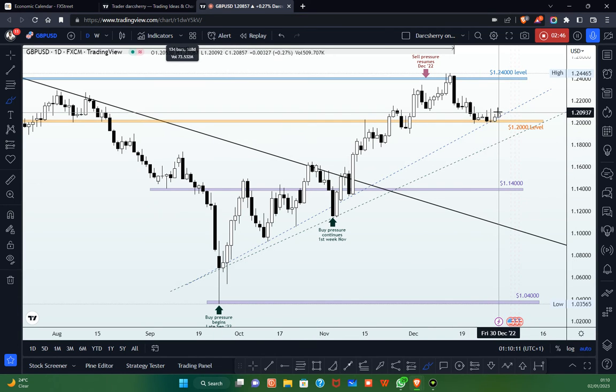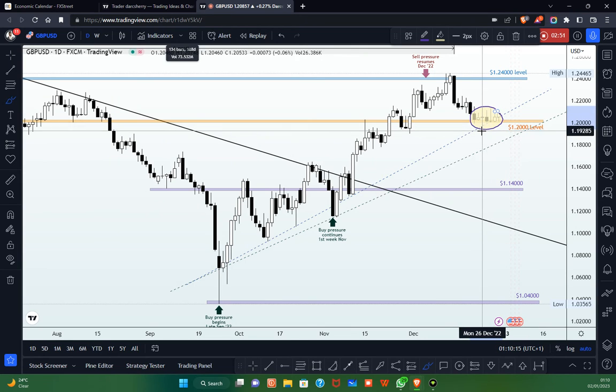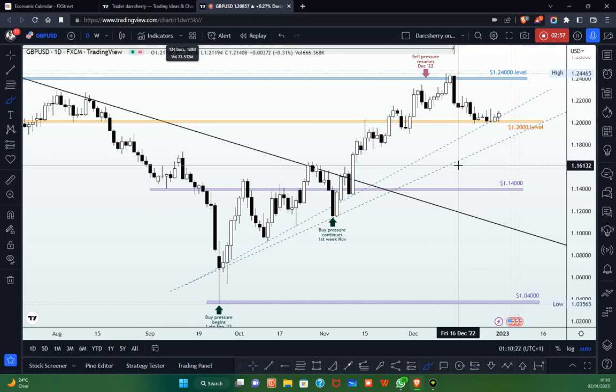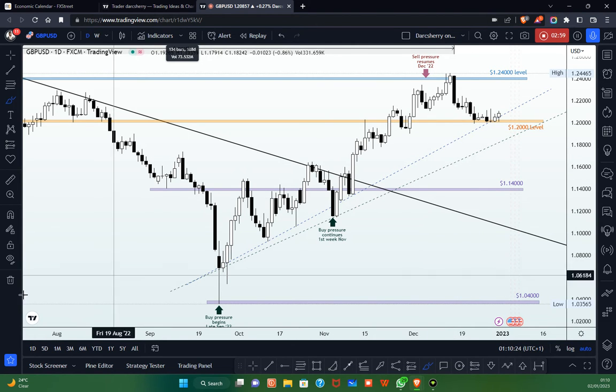And with buy pressure sitting right above the 1.20 level here, it is a very good signal that we might be having a bullish momentum as we head into the new year and as well the new week.